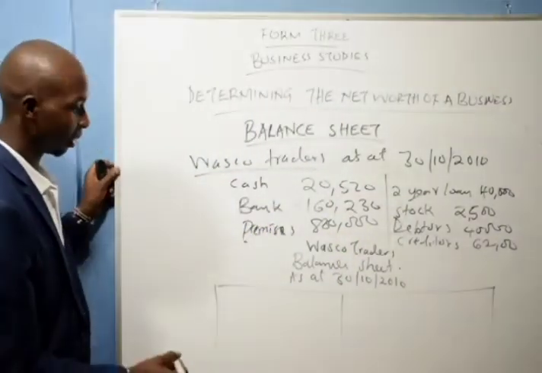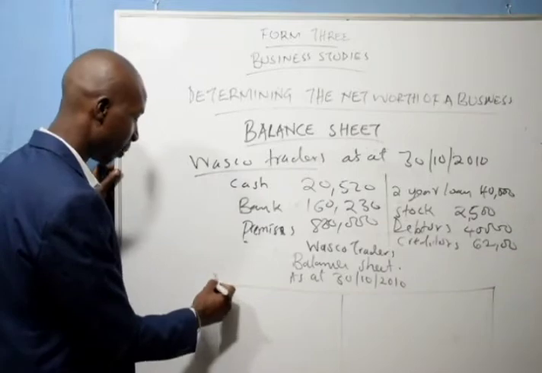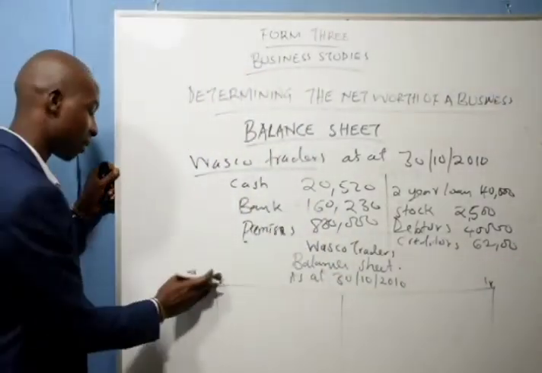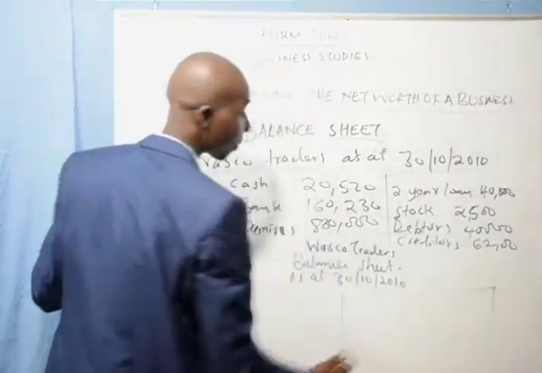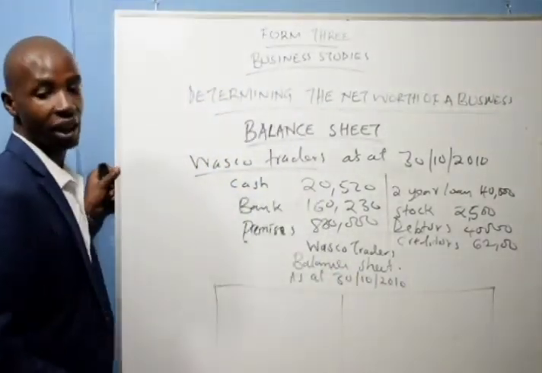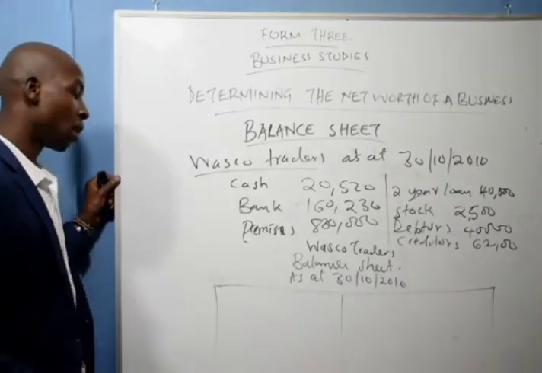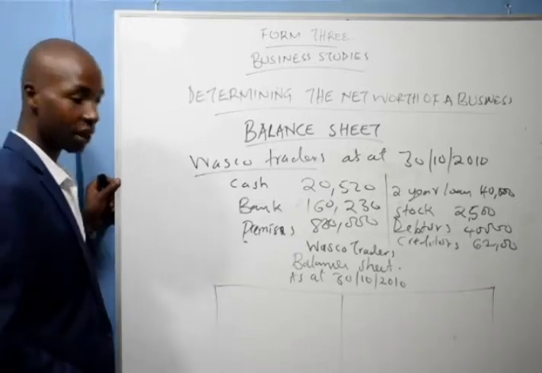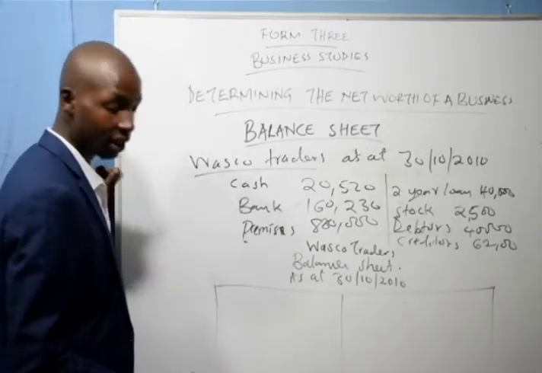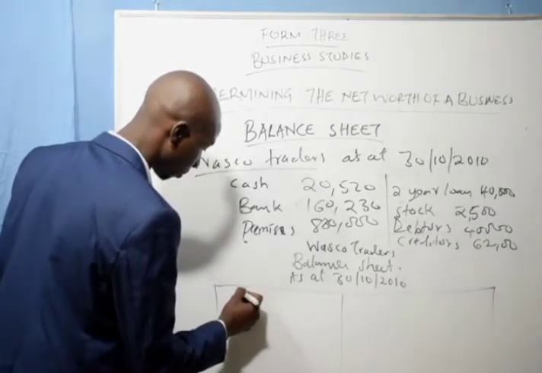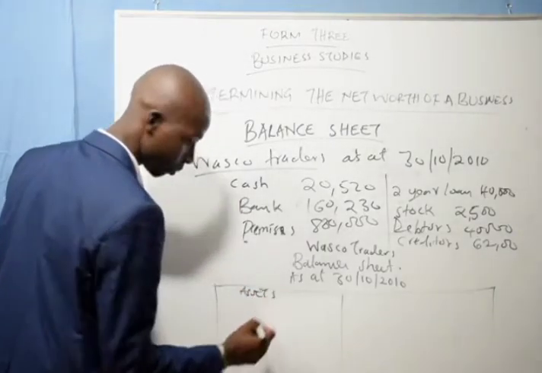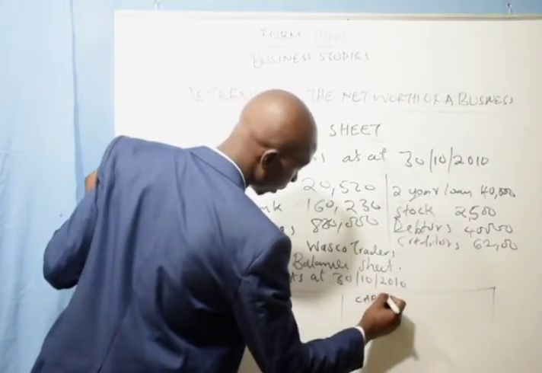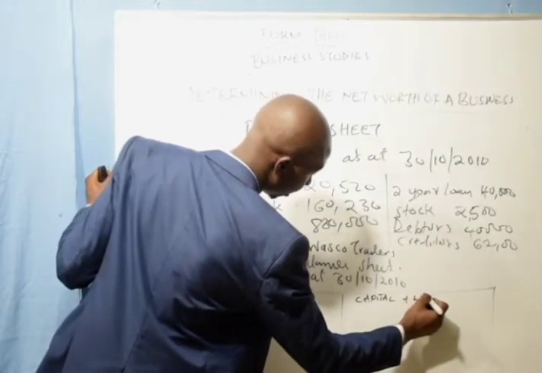Then I said we are going to have two sides. This side is debit, this side is credit. You can basically omit the debit and credit, but most importantly, have the assets on the left hand side and capital plus liabilities on the right hand side. So here I have assets. On the other side I have capital plus liabilities.